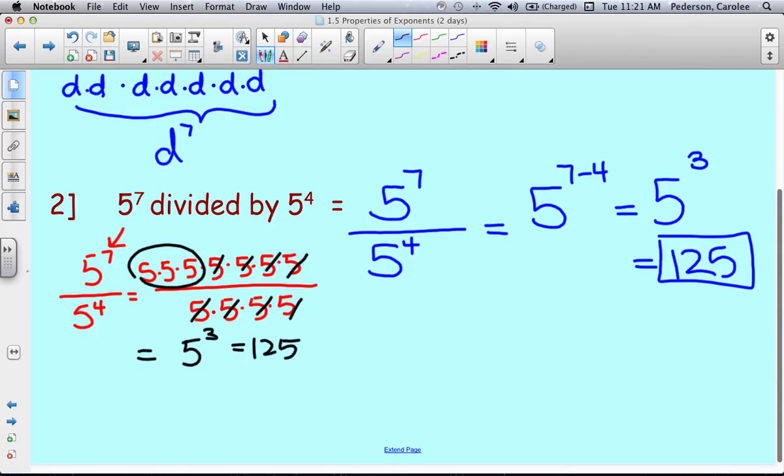What we want you to do is to use the properties. Use the steps that I start off with in the blue.